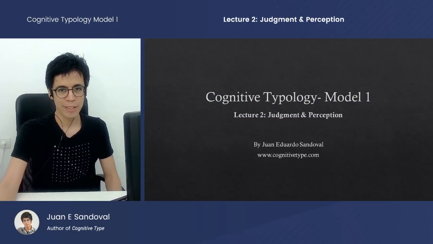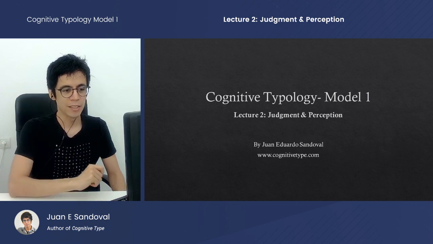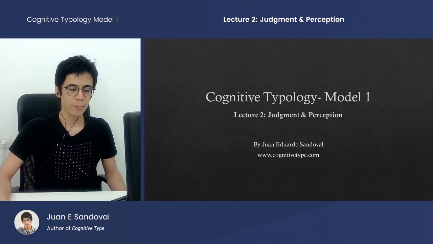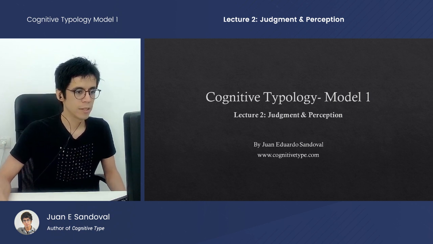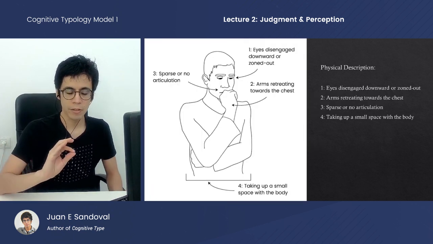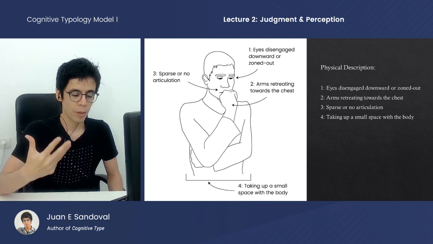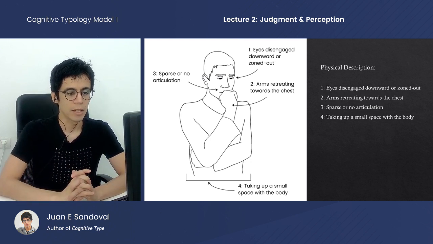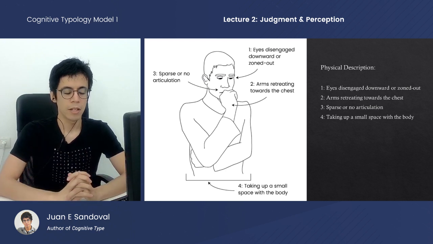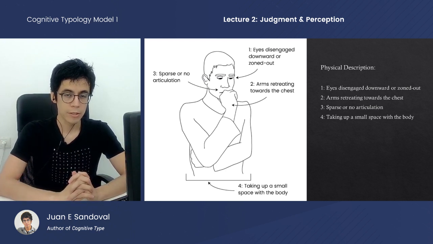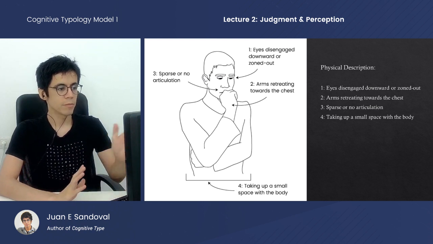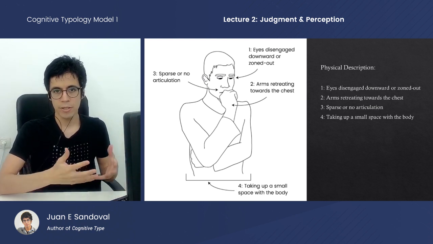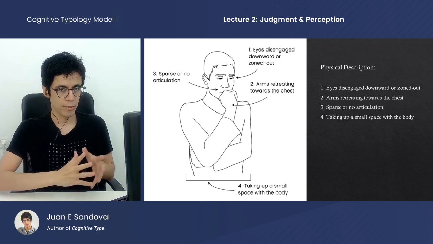Hey, welcome back everybody. This is video number 2 in the series on Cognitive Typology's Model 1. So last time we talked about the definitions, the physical definitions of extroversion and introversion as may be extracted from Carl Jung's original psychological types. And here I have some images where you can see the conclusions of the previous video placed in one diagram.